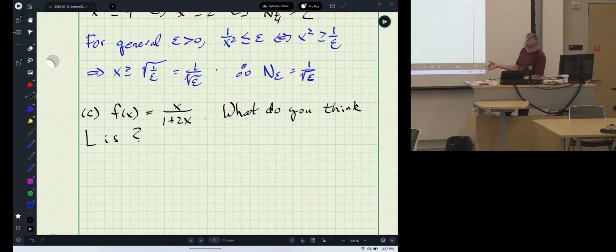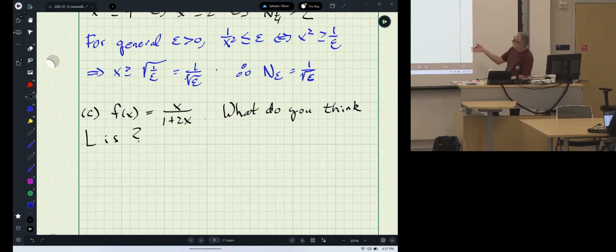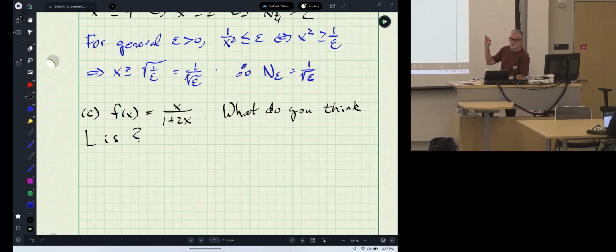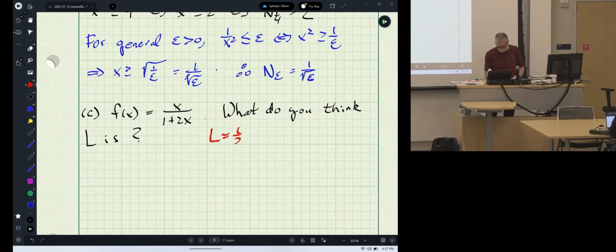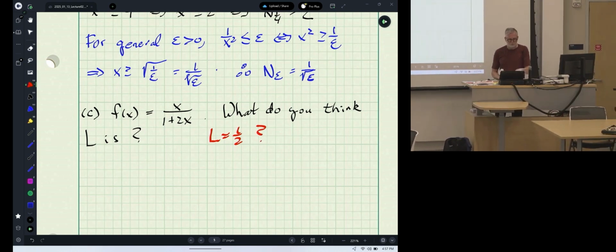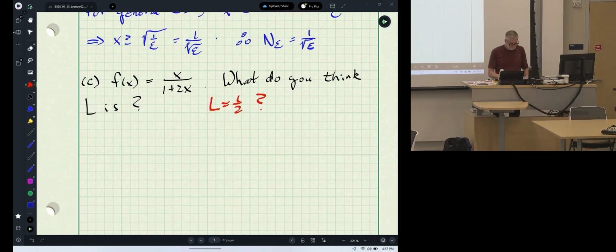And so what's the thought process? For x large, 1 plus 2x and 2x are the same thing for x sufficiently large. And then x over 2x, the x's cancel and you have a half. So that's the intuition. Okay. So we don't know that L equals a half works yet, but we suspect it does.